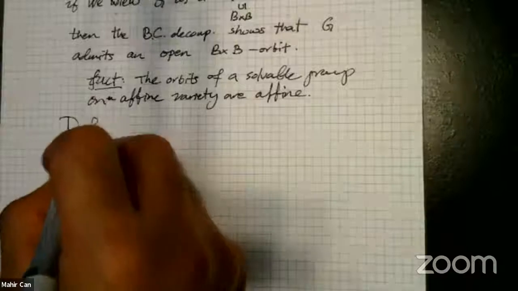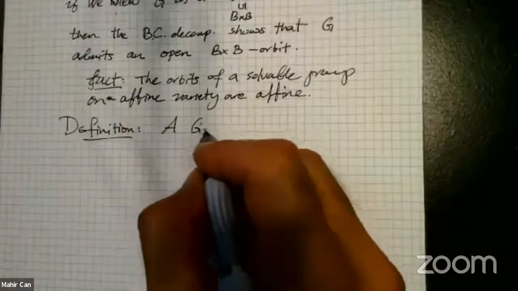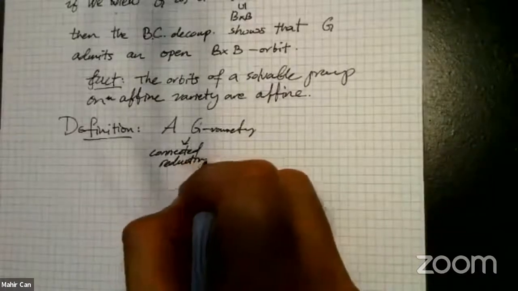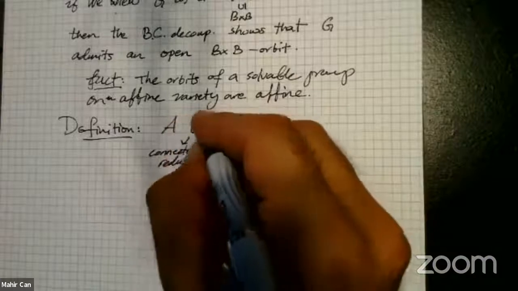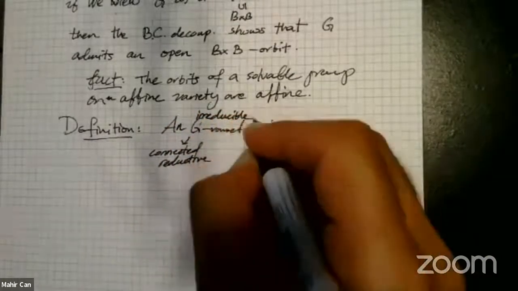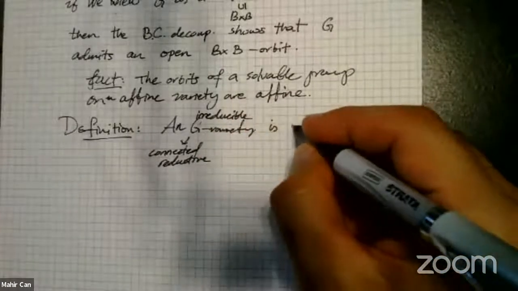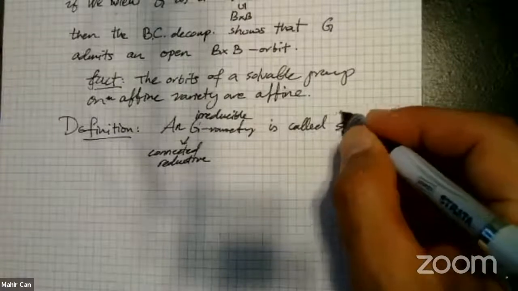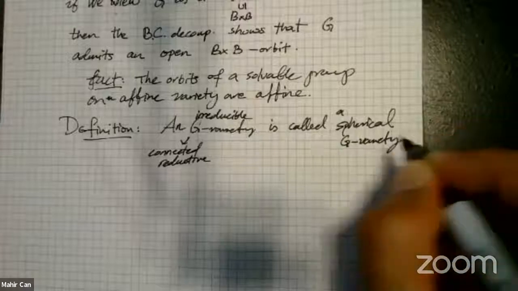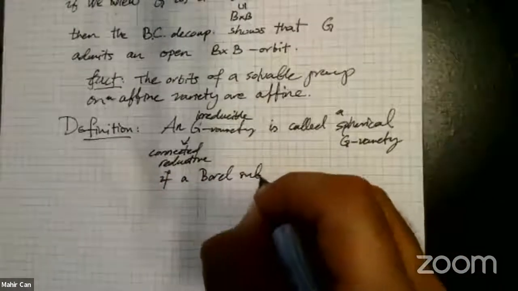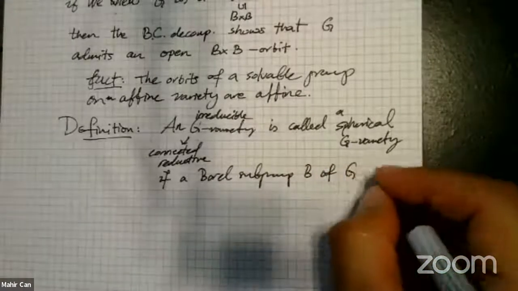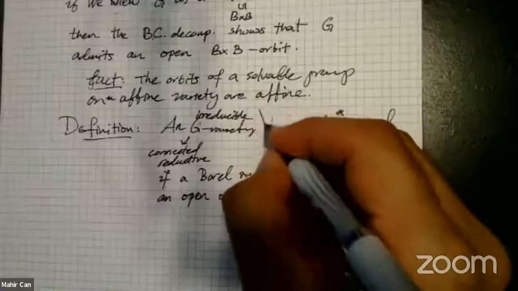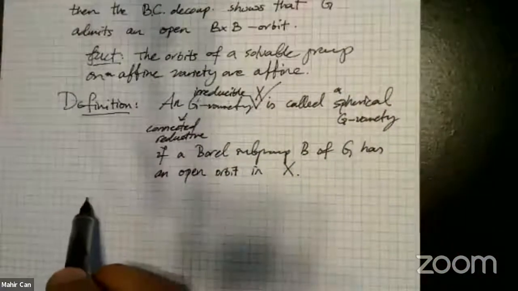So let's make this definition. A G variety, so G is connected reductive. I should say an irreducible G variety is called a spherical G variety if a Borel subgroup of G has an open orbit in X. Okay. So G is a spherical G cross G variety, in other words.